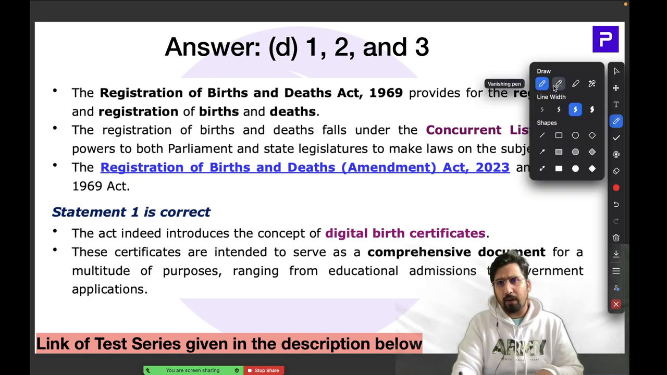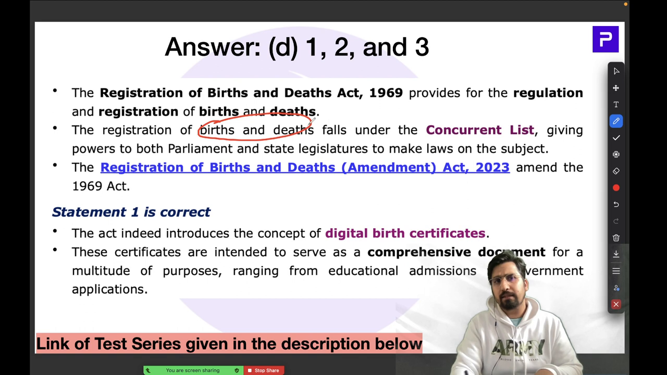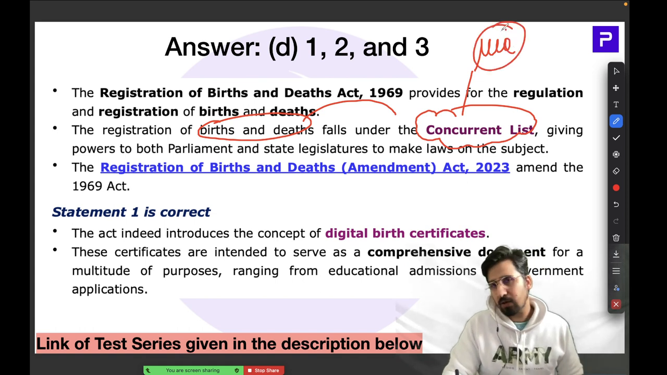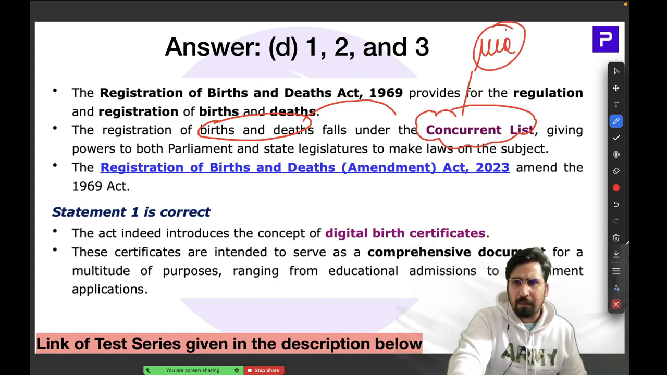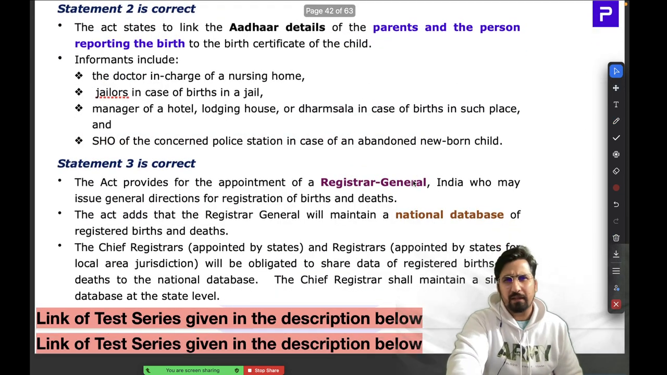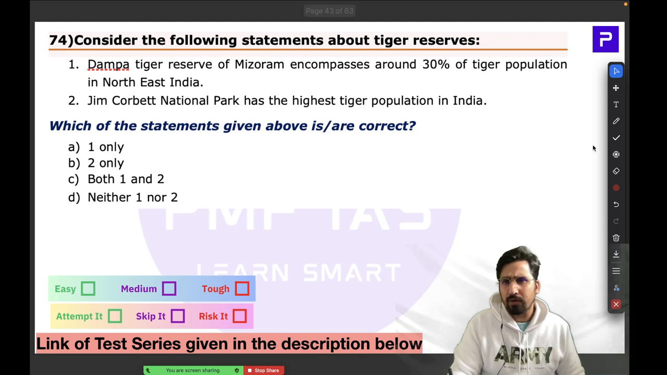Okay, and one more piece of information: the birth and death subject falls under the concurrent list. There can be a separate MCQ on that also. Birth and death is a concurrent list subject where the state and the Parliament both can make laws. The rest of the options are very obvious. You can simply figure them out and solve them.